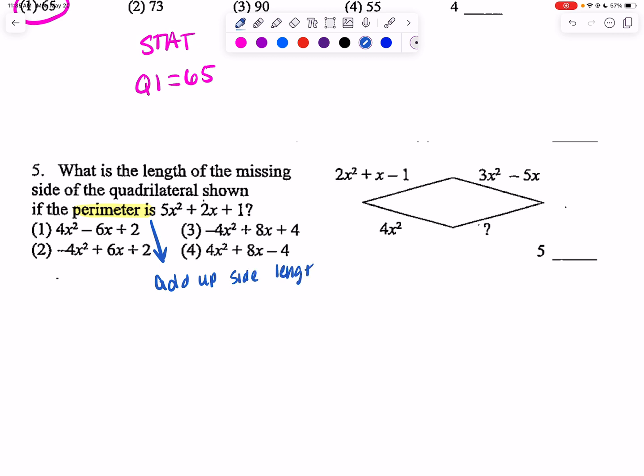That's basically saying that if I have a quadrilateral with the side lengths of 2x squared plus x minus 1, 3x squared minus 5x, and then 4x squared, and then a missing piece, when I add all 4 of those sides up, it's going to be equal to 5x squared plus 2x plus 1. So there's 2 ways we can do this. We can sort of use our answer choices or just use problem solving. I'm going to show both ways.